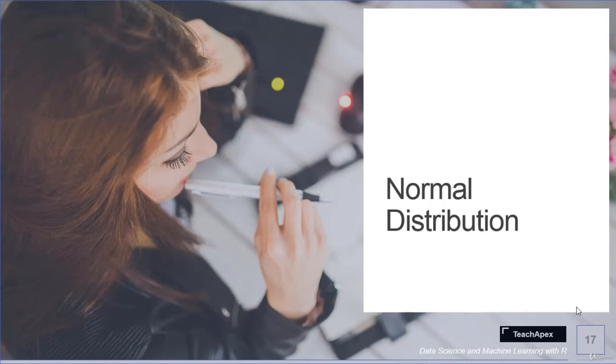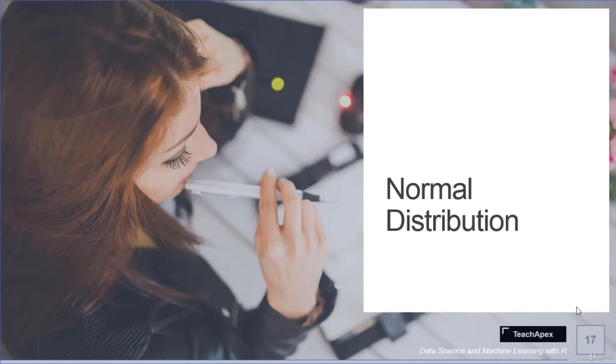In this video, we are going to learn about the normal distribution. You can know that the normal distribution is also known as the Gaussian distribution. It is a probability distribution that is symmetric about the mean, showing that data near the mean are more frequent in occurrence than data far from the mean.